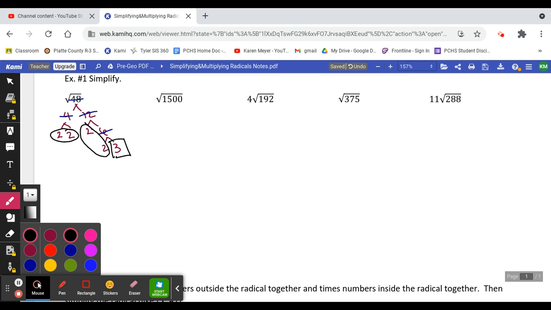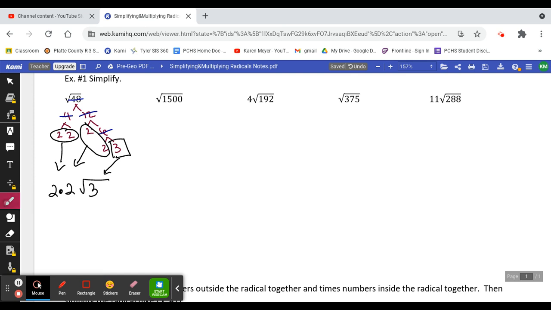Remember, pair numbers go on the outside. It takes 2 of the same number to put 1 on the outside. So from this one, I get to put a 2 on the outside. From this one, I get to put a 2 on the outside. And if I'm putting more than one number on the outside, we're just going to multiply them together. My single numbers have to stay inside the root, so I'm going to put a 3 inside the root. On the outside, 2 times 2 is 4, square root of 3. Done.